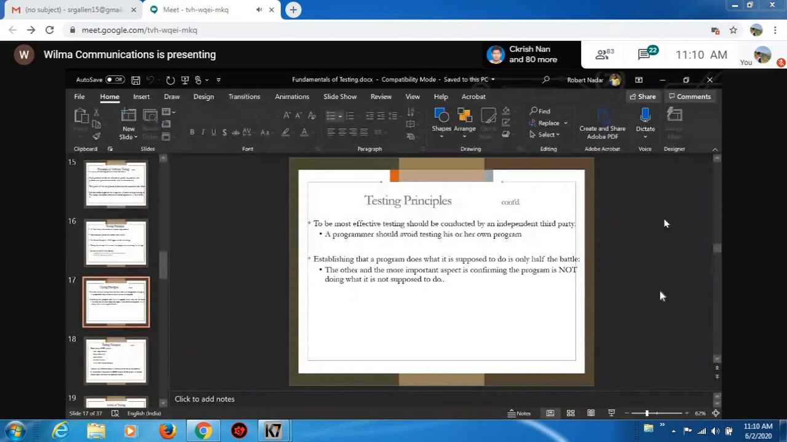Testing means establishing that a program does what it is supposed to do and what it is not supposed to do. That means how the system should behave and how the system should not behave. So you need to test both. You have to check the positive way as well as the negative scenarios.